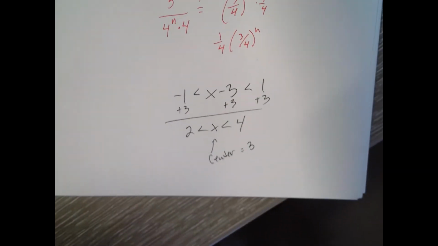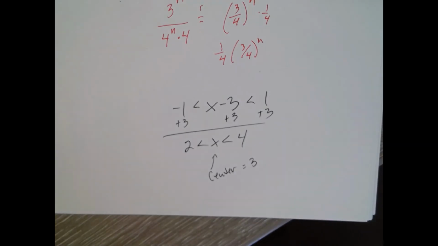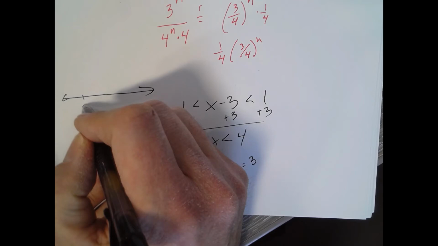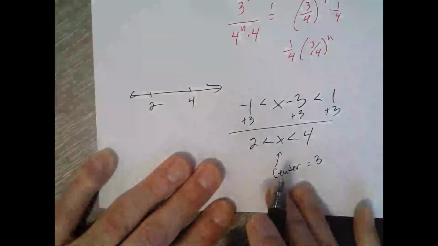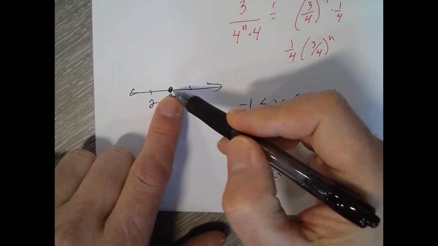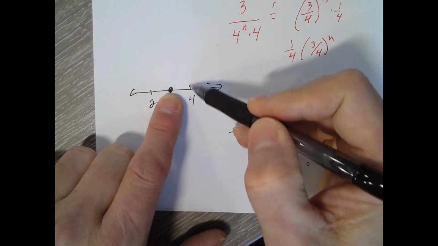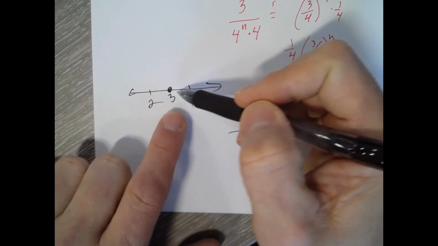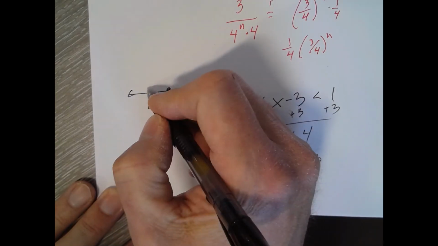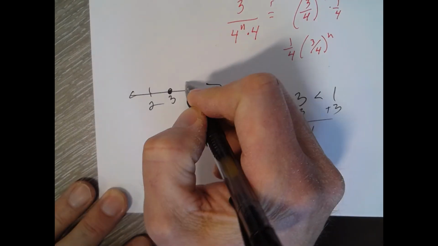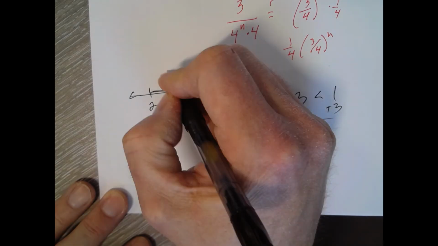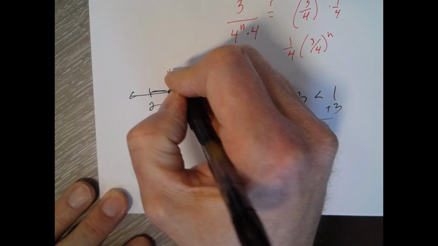You'll also be asked what the radius is. Well, the radius, think of it on a number line, from 2 to 4. If my center's at 3, think of this as like a circle, radius. How far do I go in each direction from the center to the end of our interval of convergence? You can see that our radius is 1, and our center is 3.